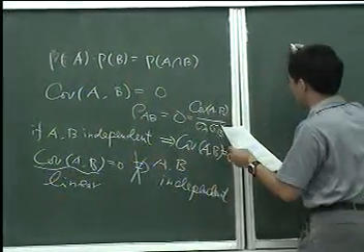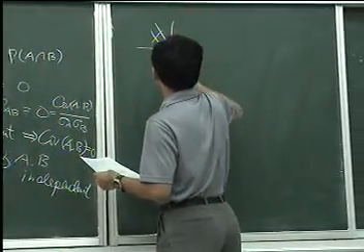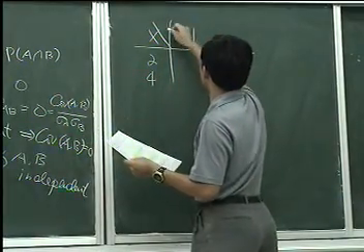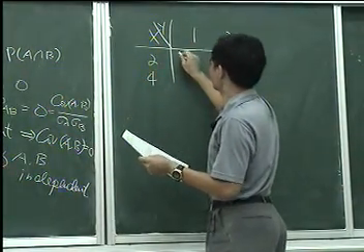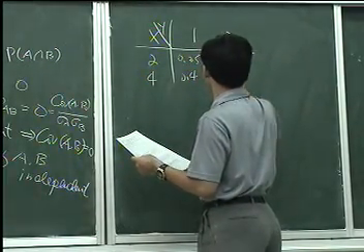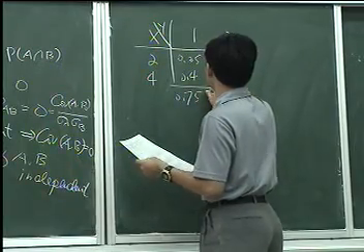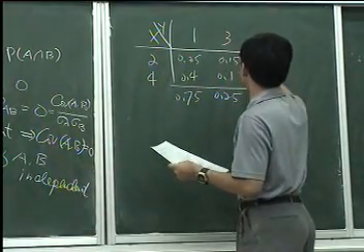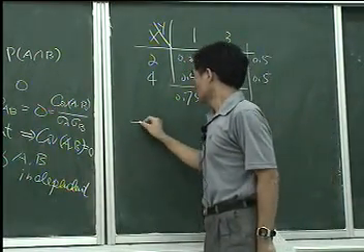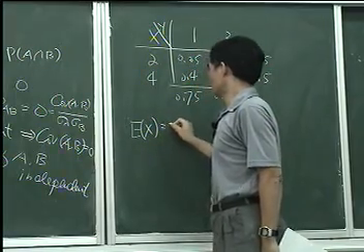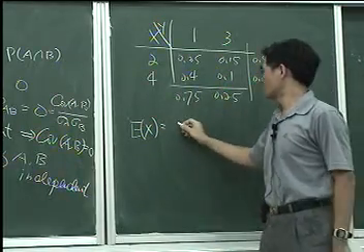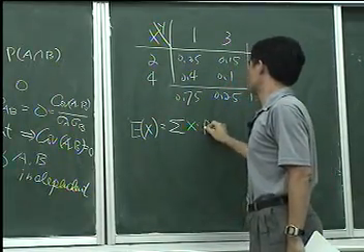We have a table here, x and y, right? So x is 4, 2, and y is 1, 3, and the entries are 0.35, 0.4, 0.15, 0.1. The marginals are 0.75, 0.25, and 0.5, 0.5. So the expectation of x, this is a discrete random variable, right? So it is equal to the summation of x times p(x).